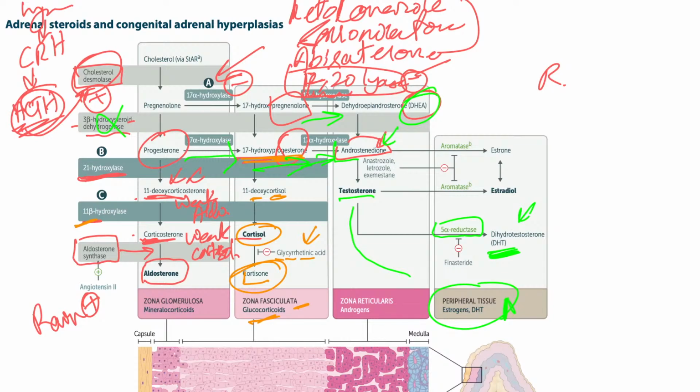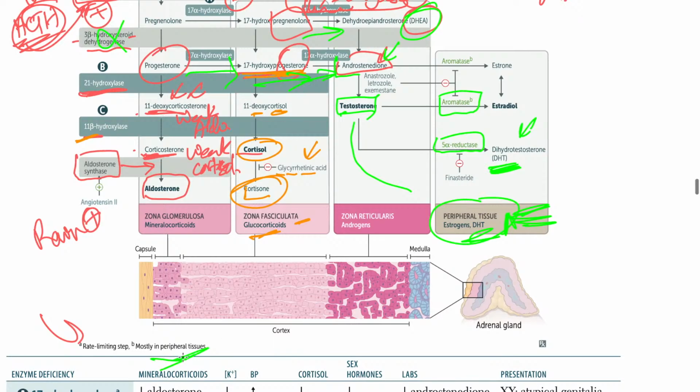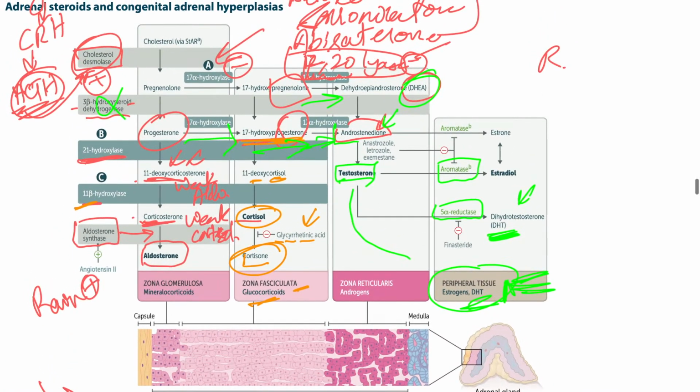Okay. And when testosterone goes to peripheral tissues, there is another enzyme known as aromatase, which is in the peripheral tissues, as mentioned here as well. And it's going to convert that testosterone into estradiol. Estradiol interchangeably goes into estrone. And the androstenedione, when it goes into the peripheral tissue, can also be converted into estrone by aromatase.